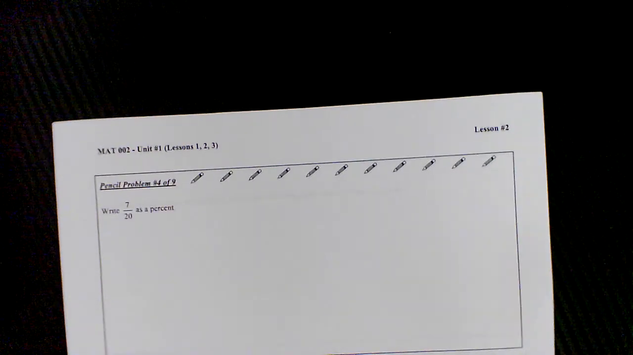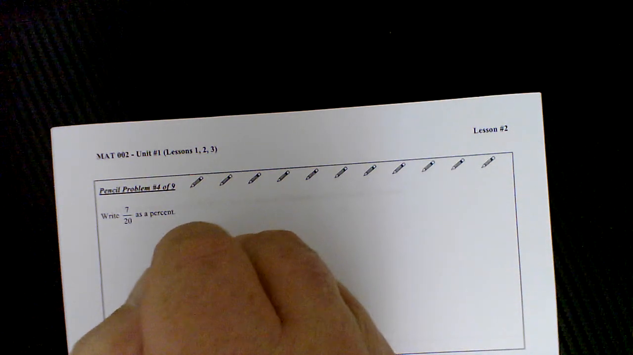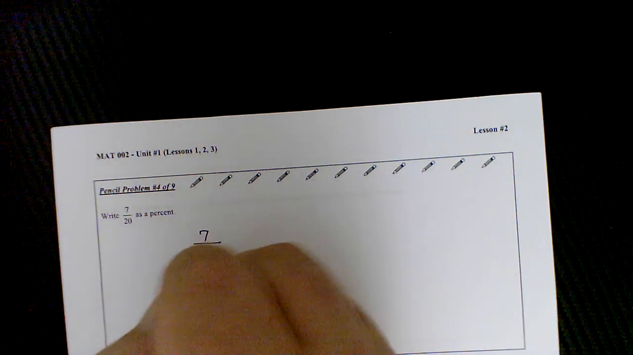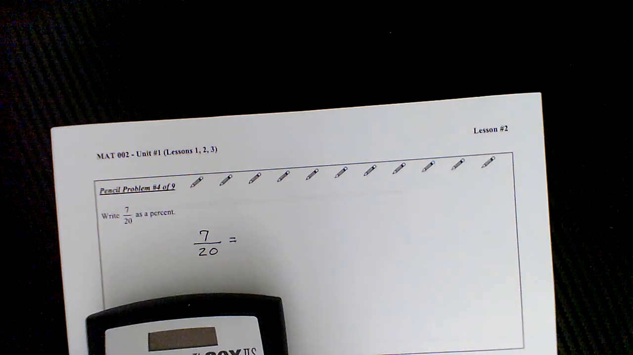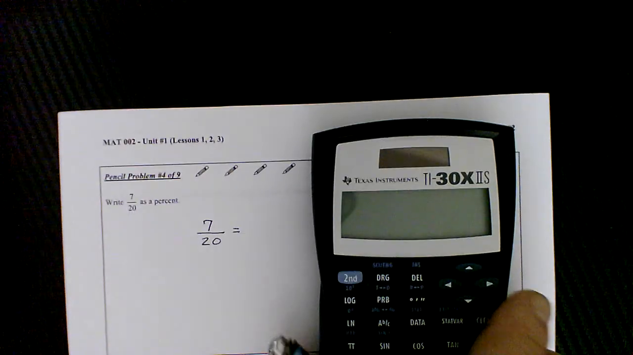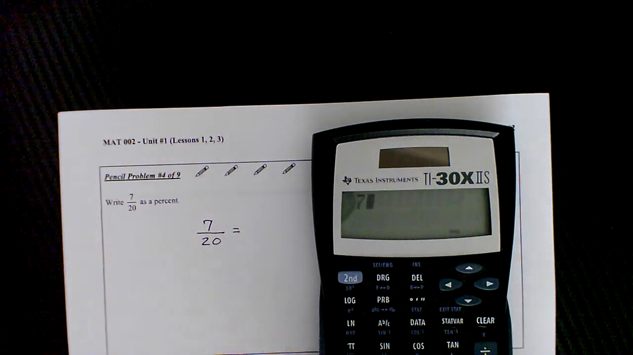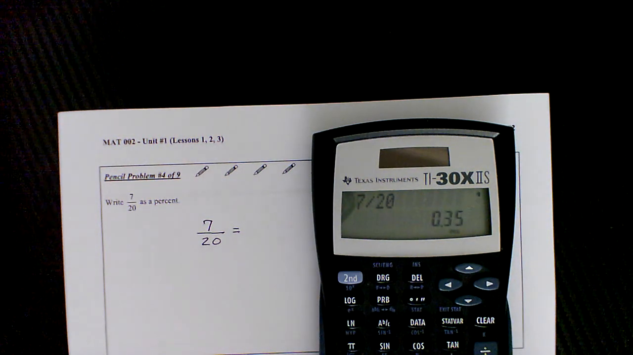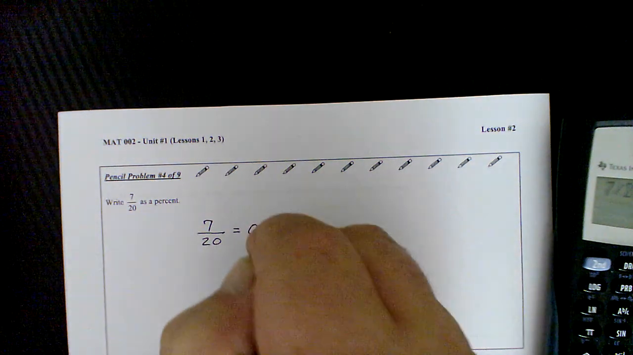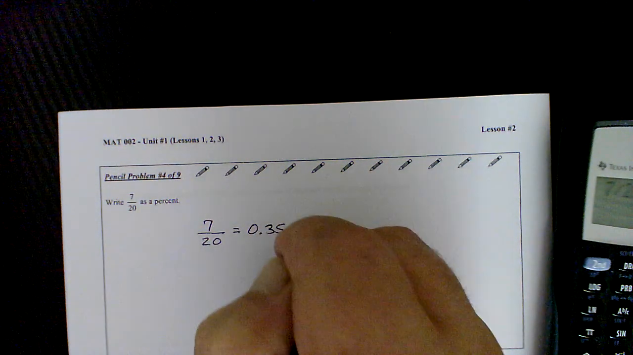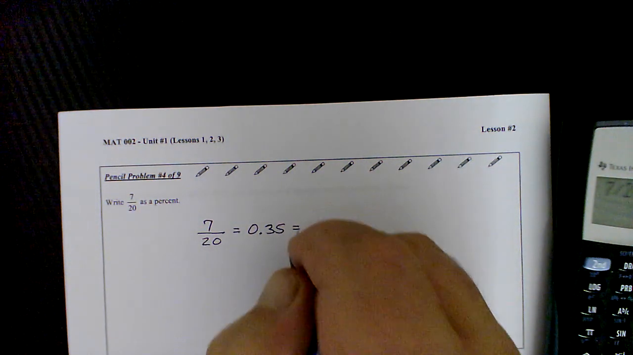And so to the pencil problem, 7 over 20 is a percent. Okay, so if I start with 7 over 20, do the actual division on the calculator. You can do long division if you like, but simple enough. 7 divided by 20 equals, see, 0.35. So there's a fraction to a decimal, and now to a percent. 2 places to the right.